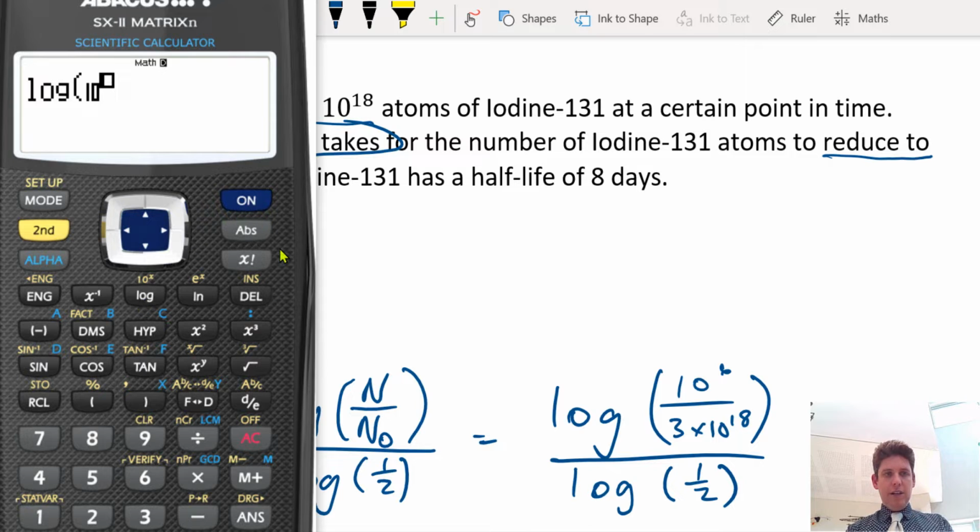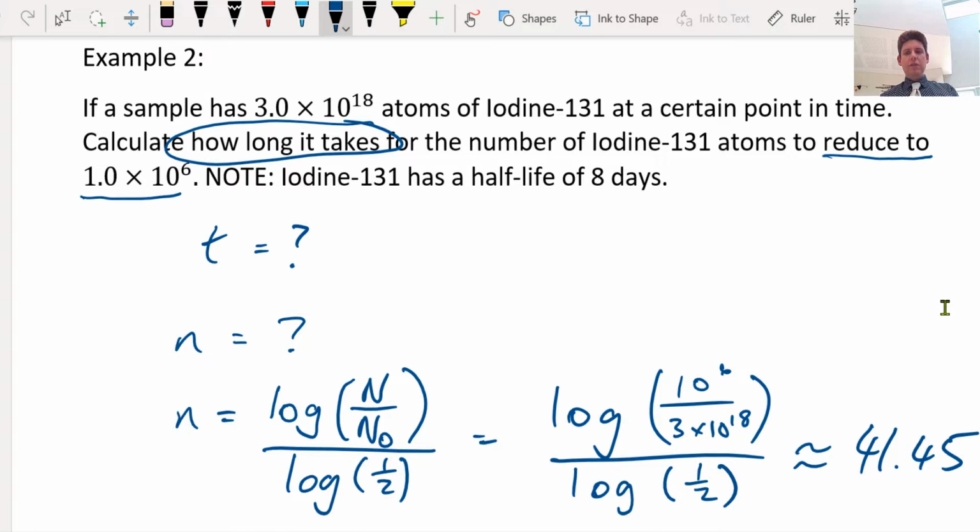Second 10 to the power of 6 divided by, do a bracket, 3 times second 10 to the power of 18, bracket, nope, bracket, second bracket, and then divided by log 0.5. Enter. 41.4. Okay, so that's the number of half-lives.